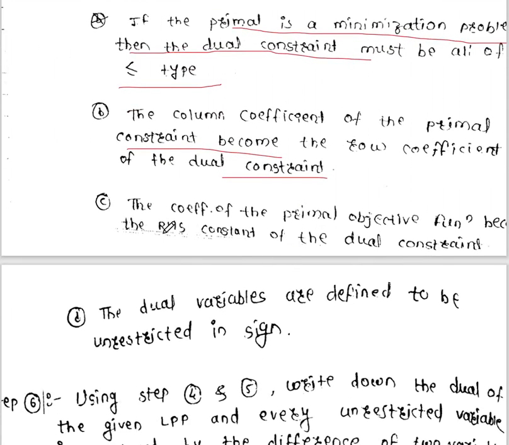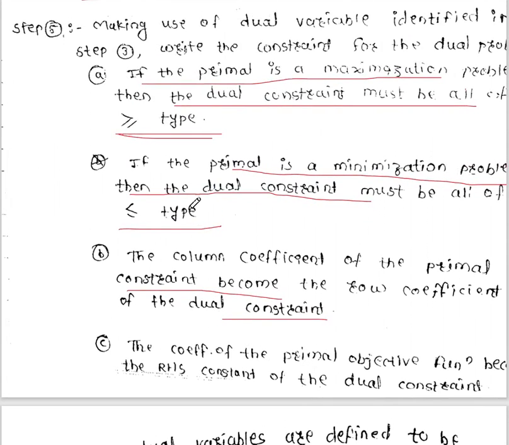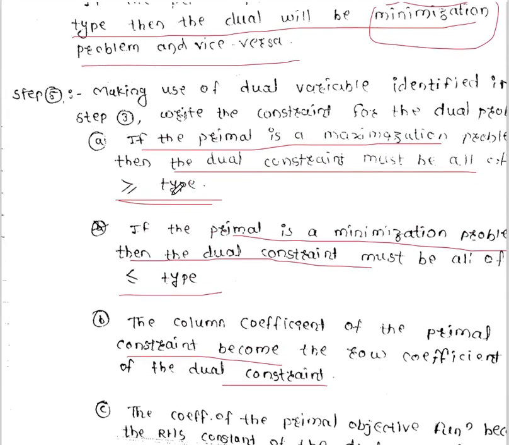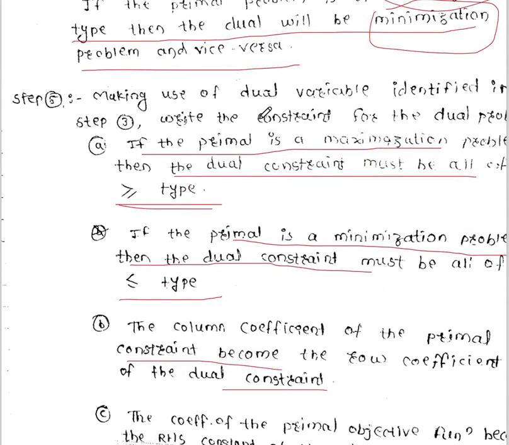Then, the coefficients of the primal objective function become the RHS constants of the dual constraints. And last, the dual variables are defined to be unrestricted in sign. So these are the 5 cases that arise when we write down the dual problem.